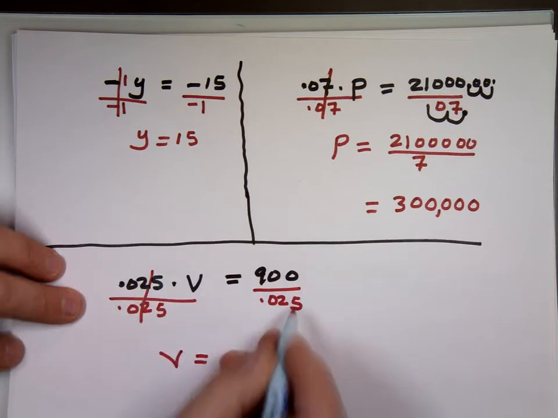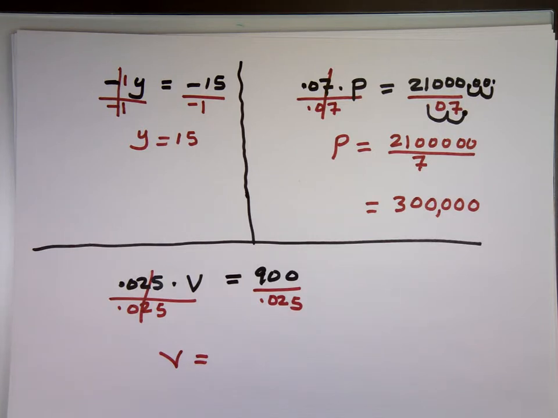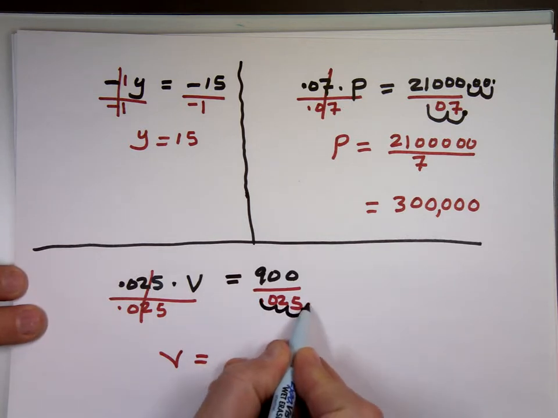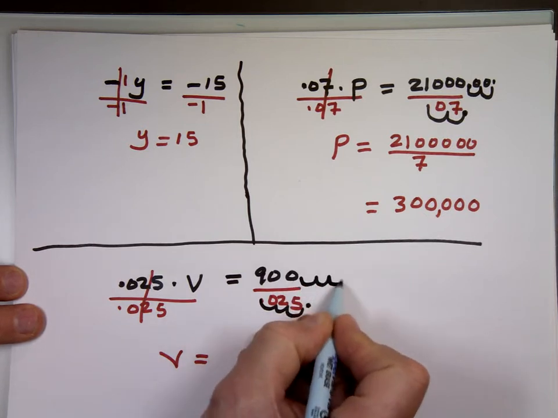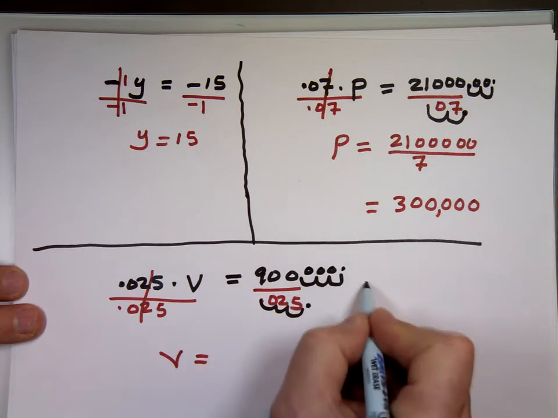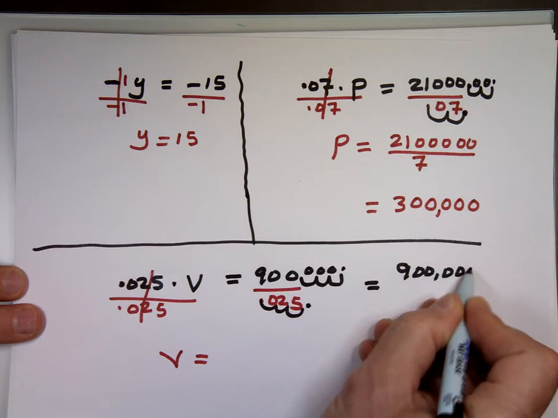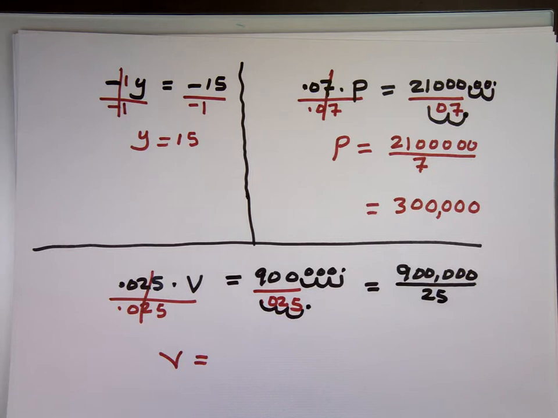Again, that number is not a whole number. Can we change it to a whole number? Move the decimal point how many places? 3 places. Move this 3 places. So it ends up being what? 900,000 divided by 25. And let's go to the side and divide that and see what the value of the car according to the town is.